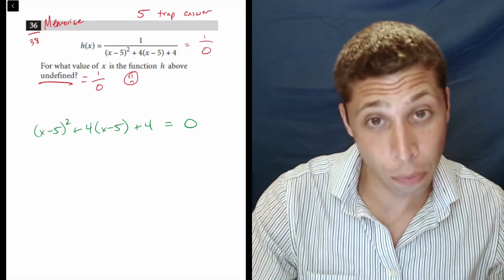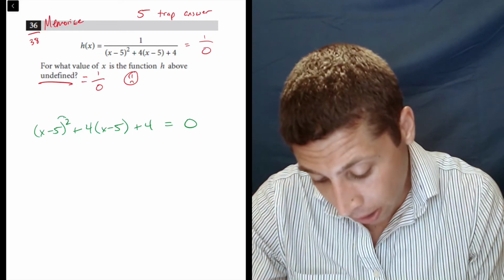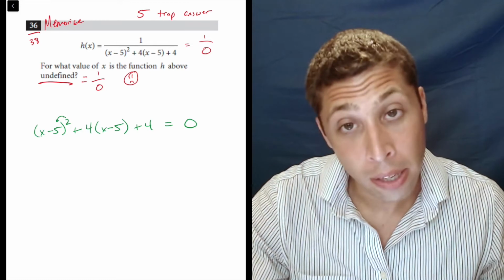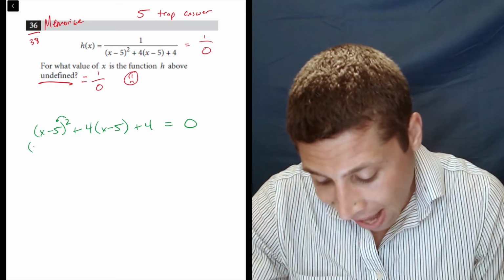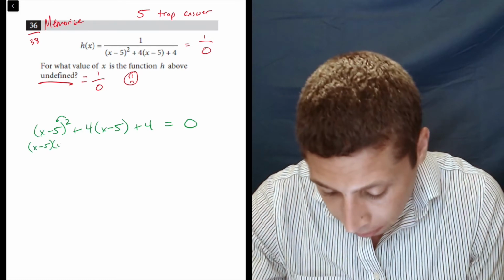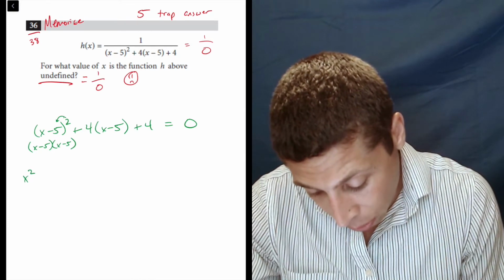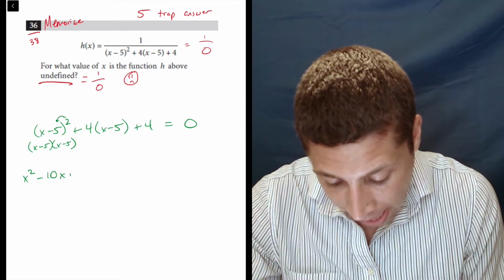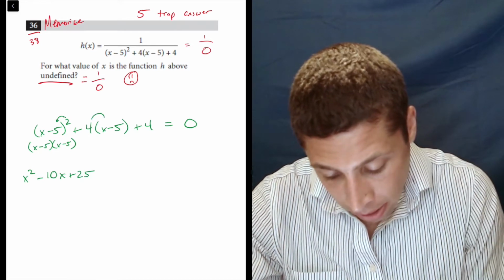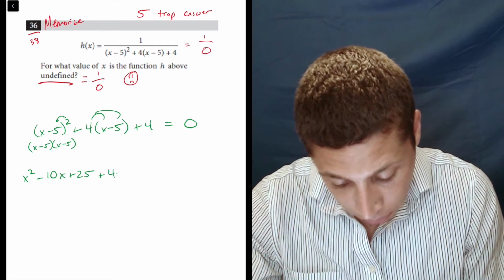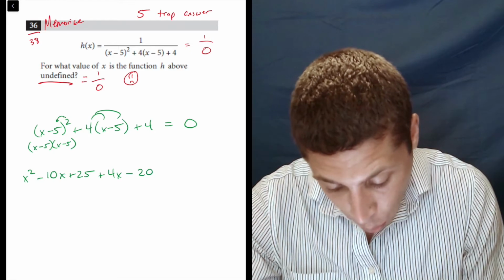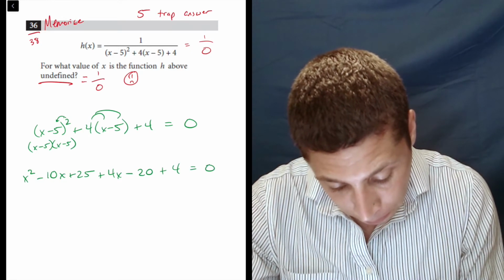All right, so first and foremost, let's FOIL this out. We've got to square this term. Now, when we do that, remember, that's not just squaring both. We've got to FOIL. So we're going to get a middle term. So it's going to be x squared minus 10x plus 25. This gets distributed, so that's 4x minus 20 plus 4.